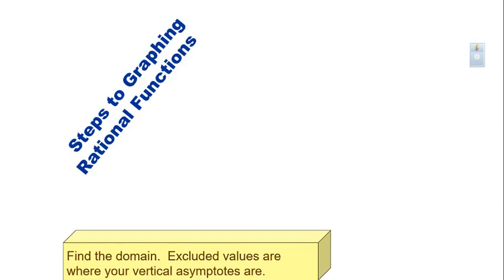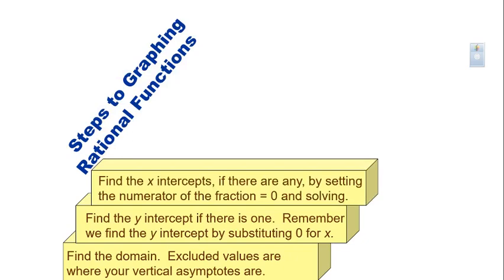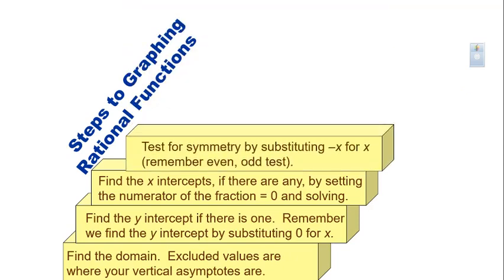You want to identify the domain, and the excluded values will also indicate where your vertical asymptotes are likely to be. You want to identify your y-intercept, if there is one, by just substituting 0 for x. You want to find your x-intercepts by setting y equal to 0 and solving for x, in which case it would be the numerator that you would solve for x, because the denominator would not cause a function to be equal to 0. You want to test for symmetry by replacing your x's with negative x and then seeing if you get the same expression or the negative of the original expression. In other words, whether the function is odd, even, or neither. That is not absolutely necessary, but it's very helpful.